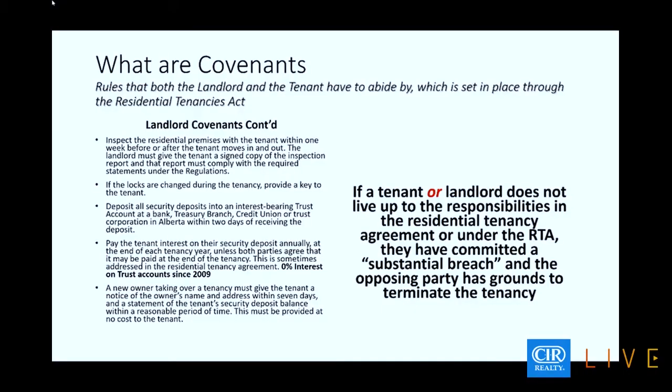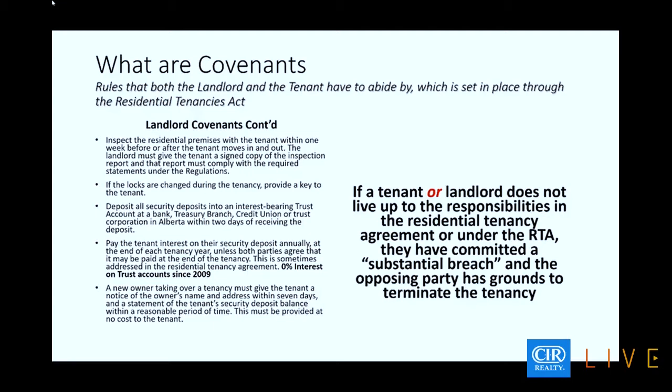So landlord covenants, again, interest-bearing trust accounts since 2009 has always been 0. And if a tenant or landlord does not live up to the responsibilities of the residential tenancy agreement or under the Residential Tenancies Act, the RTA, they have committed a substantial breach, and the opposing party has grounds to terminate the tenancy. Now, this is 100% a two-way street. If the landlord does something unlawful and breaks one of these covenants, the tenant can apply to the RTDRS to terminate their tenancy.